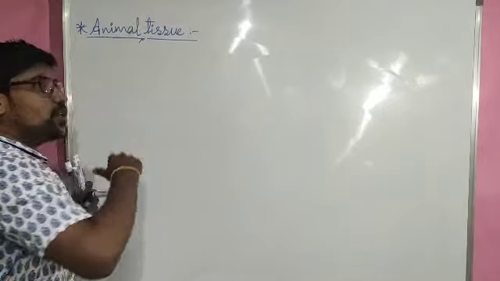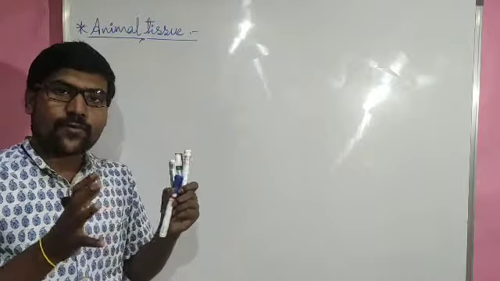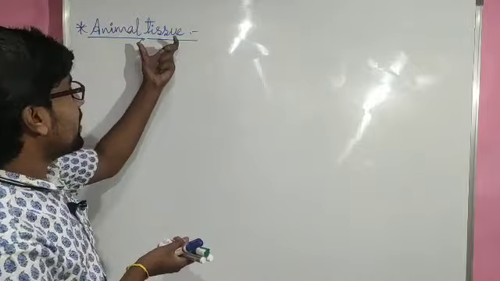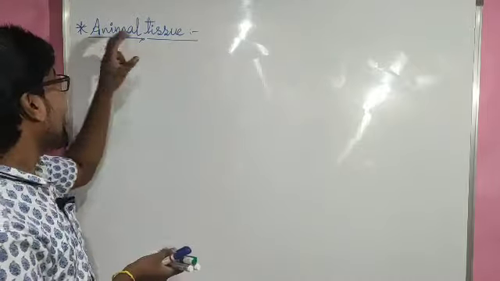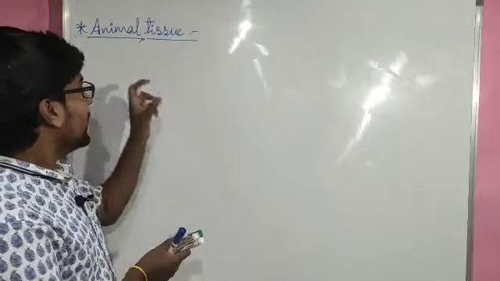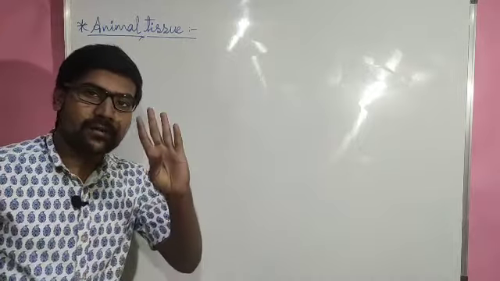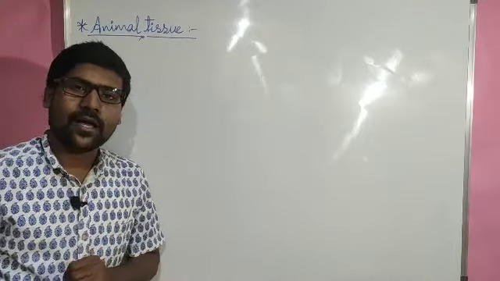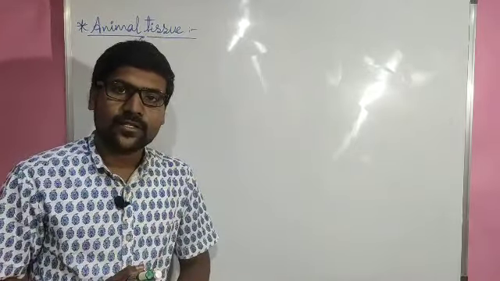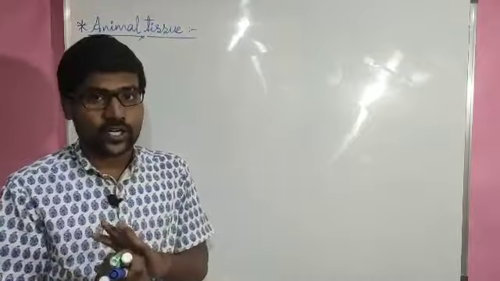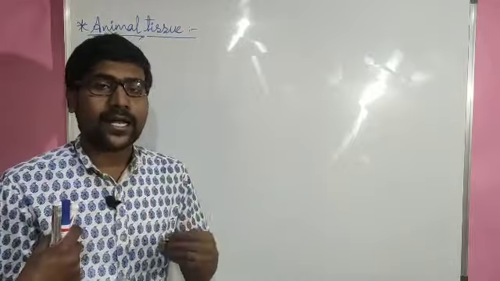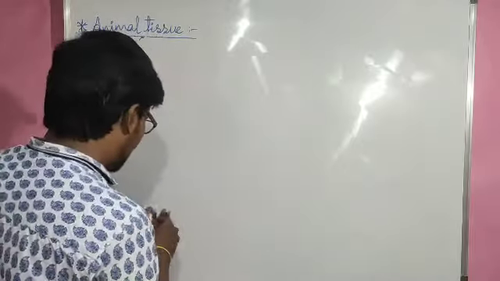And as we already know, tissue means a group of cells performing similar functions, having similar morphology, that is, similar structure. Such a group of cells we refer to as a tissue. Coming to animal tissues, here we have majorly 4 categories. As I have already told you, tissue means performing one specific function. So depending on their functions, we have categorized all animal tissues throughout the body into 4 types.